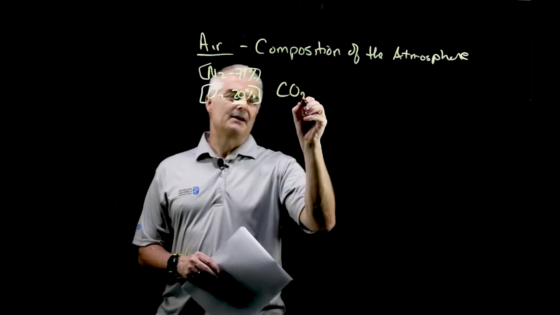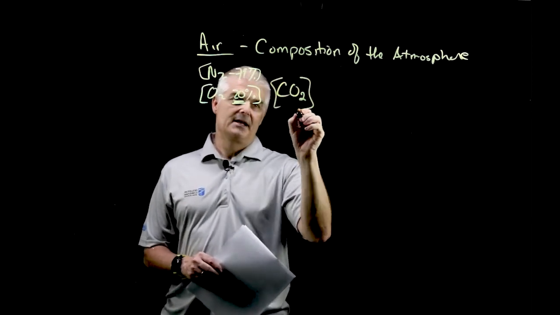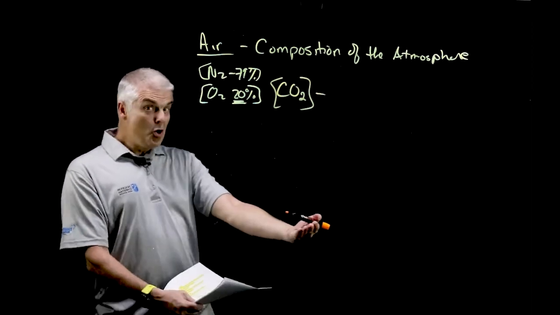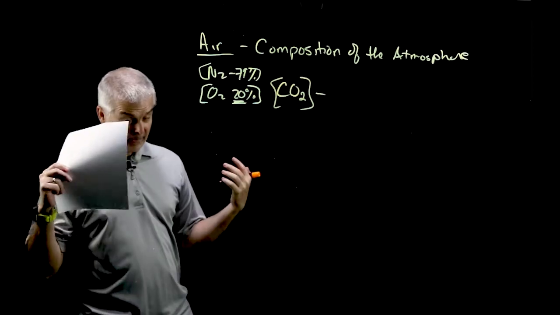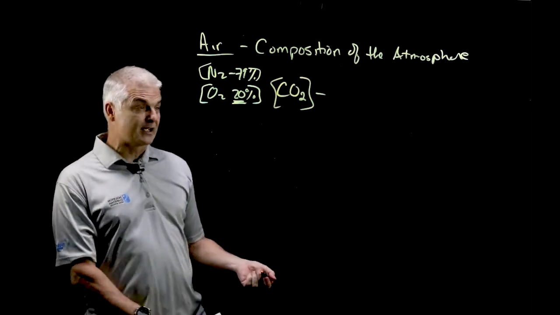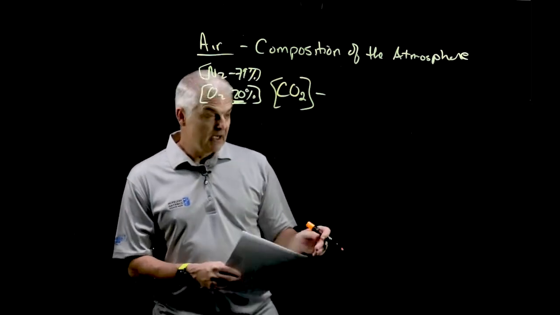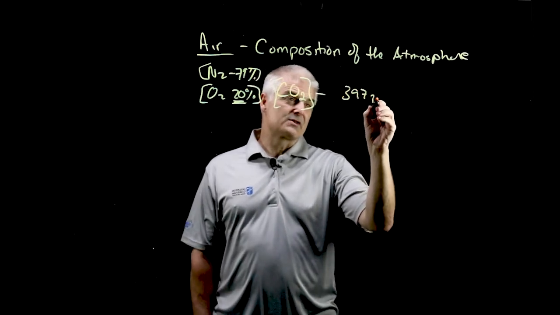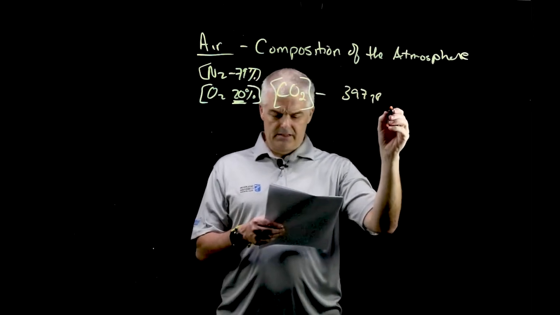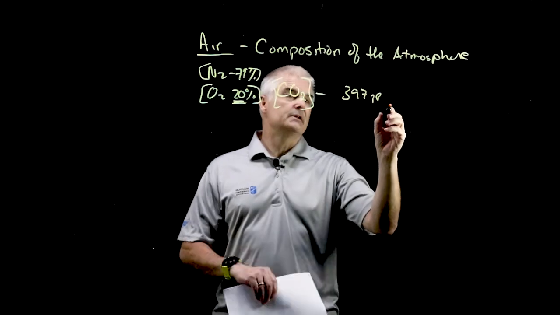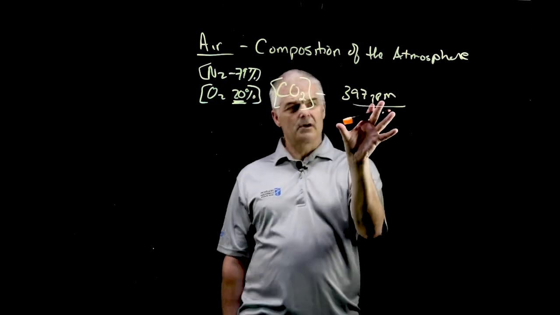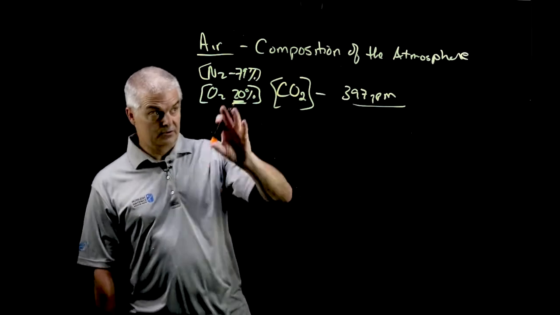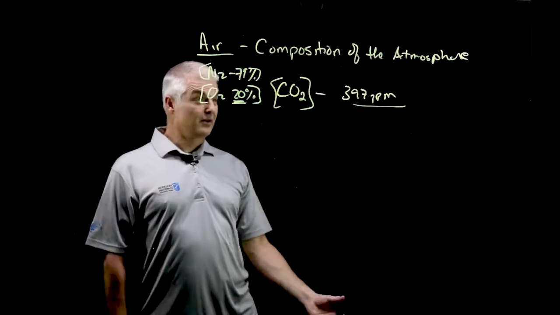The first one we'll talk about is carbon dioxide, all right? You know this: you breathe out carbon dioxide, the plants breathe in the carbon dioxide, that's the photosynthetic process. You know the gig, right? It's at about 397 parts per million. All right, so about 400 parts for every million. So if I took 1 million molecules of air, there'd be about 400 of them that are CO2.